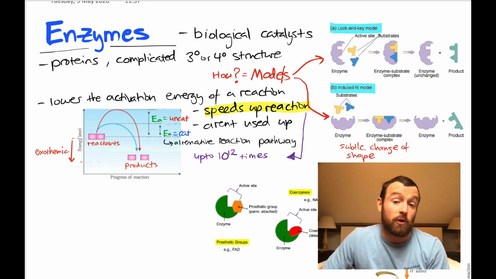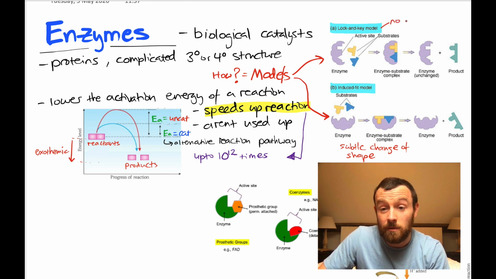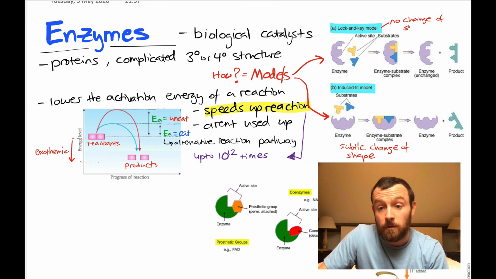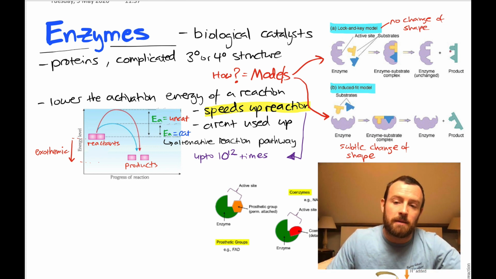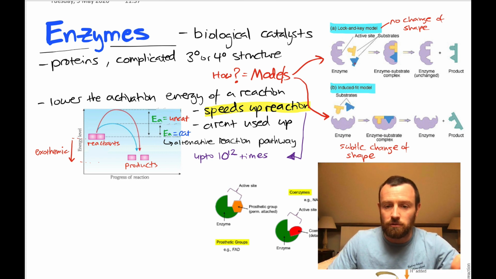And in the lock and key model, there is no change of shape. The enzyme is already the perfect shape to fit the substrates. Okay, so that's really the difference. And in each one, the enzyme is released and is back in its original shape. So that is the same as that, and this is the same as this, and the product is released.